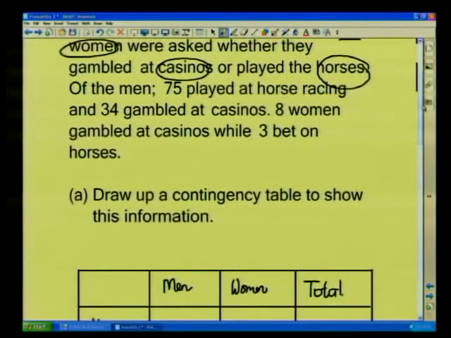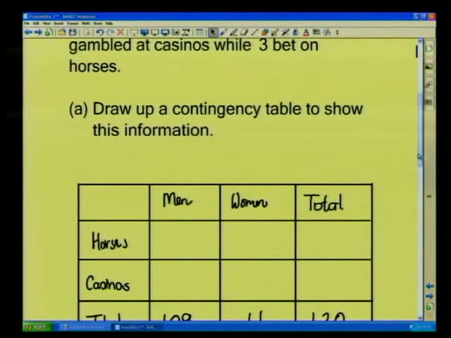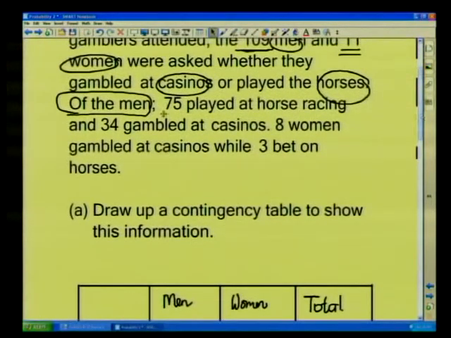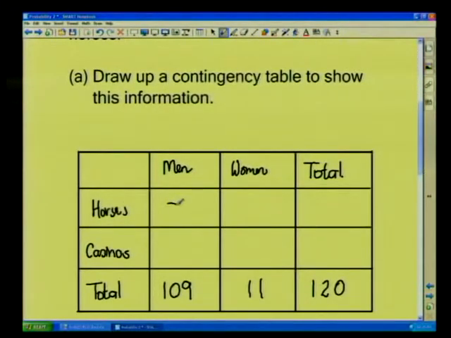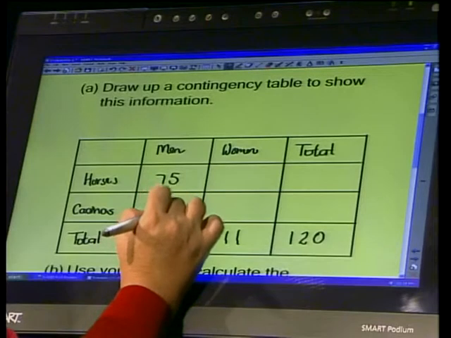And then it said, of the men. So we're looking at the men's row or column, depending on how we've drawn up our table. In this scenario, I've got men, and so my two numbers would go into this section over here. Of the men, 75 played at the horse racing and 34 gambled at the casinos. So we've got 75 at the horses and 34 at the casinos.